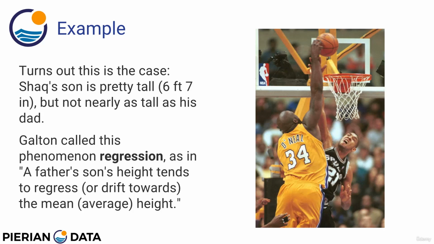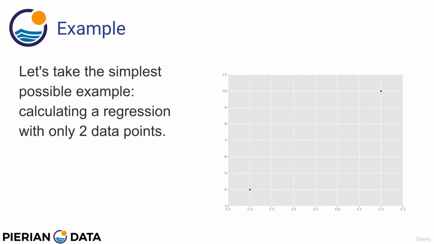Galton called this phenomenon regression, as in a father's son's height tends to regress or drift towards the mean, or average height, of everyone else. Let's go ahead and begin to plot out this sort of example.